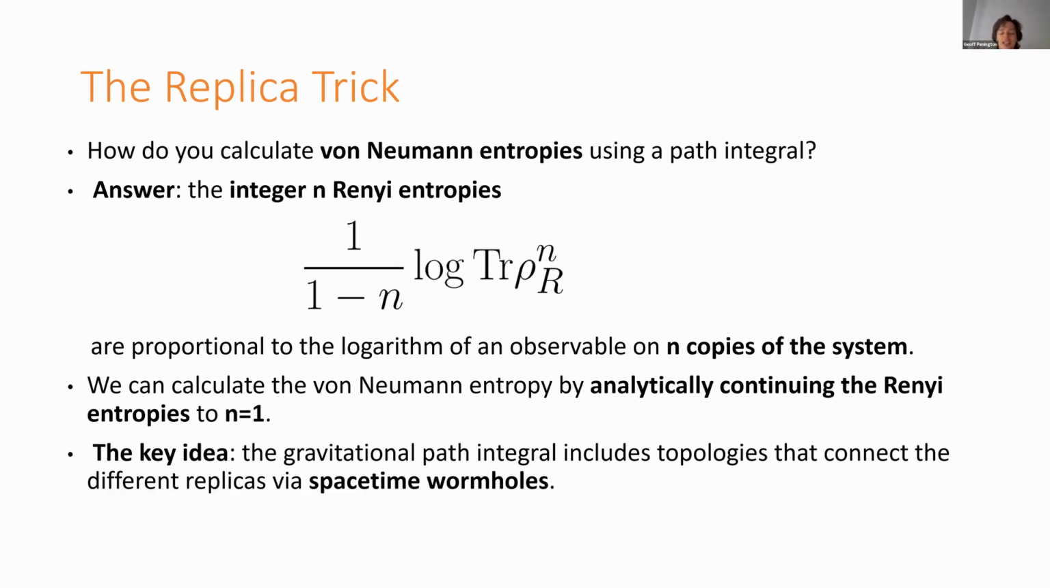And the key idea, the thing that's going to enable this very standard answer to give such a counterintuitive result that disagrees with the Hawking answer, is that when we do that gravitational path integral, we're going to include topologies that connect together the different replicas via spacetime wormholes. Okay, so these different replicas are just independent spacetimes that are not directly connected using classical geometry, but they're going to get dynamically connected together in the bulk via spacetime wormholes.